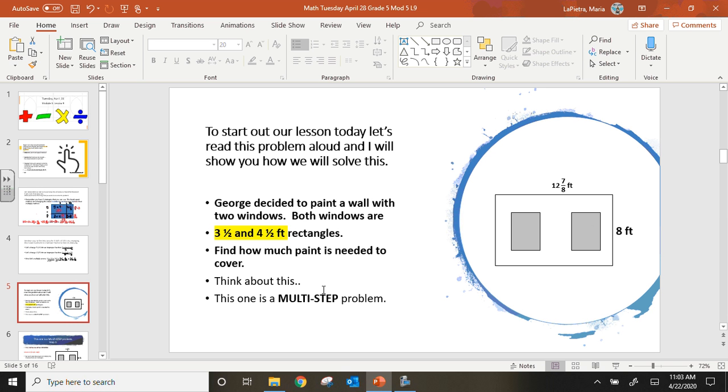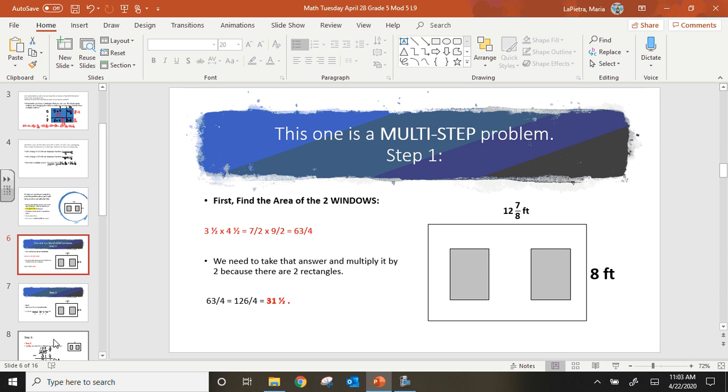Think about this. This one is a multi-step problem. So look at this picture here. We want to know to paint the walls, but we also have windows here. So we've got 12 and 7/8 times 8 for the area of this whole entire wall, including everything inside of it. But then we have these 2 windows, 3.5 and 4.5. So let's go through this, because this is a multi-step problem. We're going to go step by step. Here we go. Step 1.